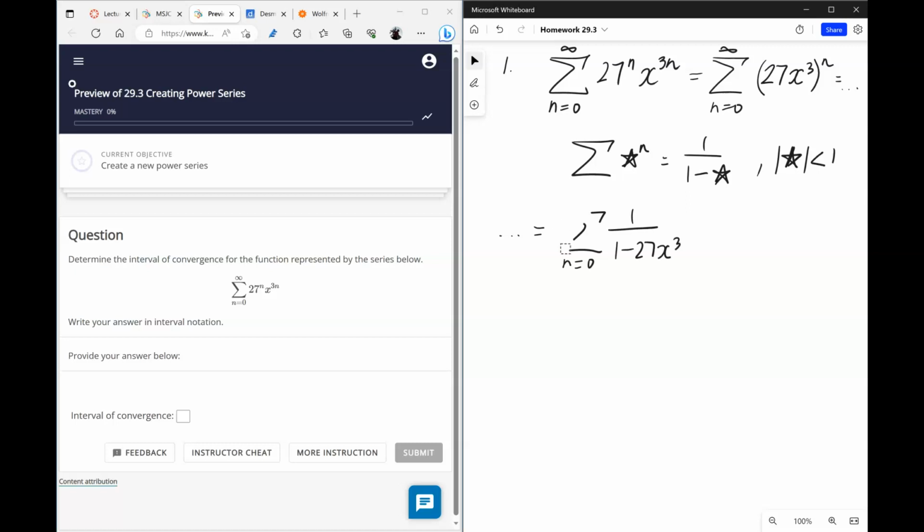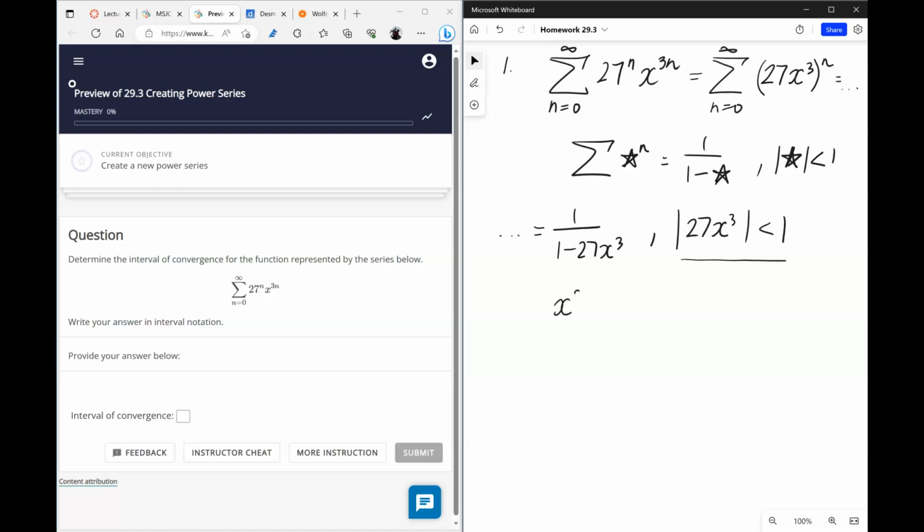Oops, without the series symbol, right? So it's just a function. This is the function that this power series converges to, but it doesn't converge to it everywhere. It only converges on this interval.